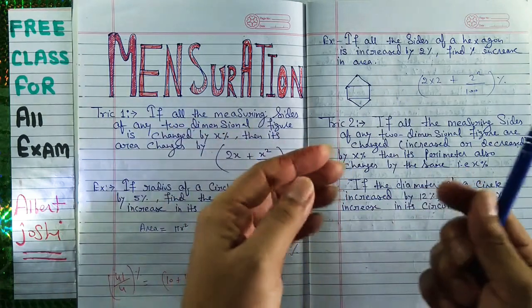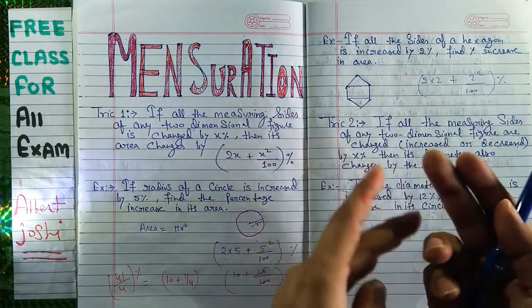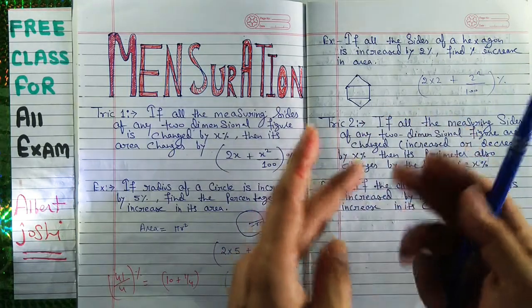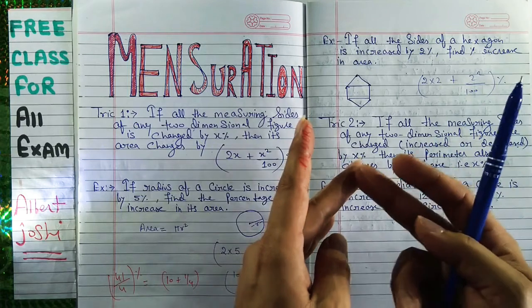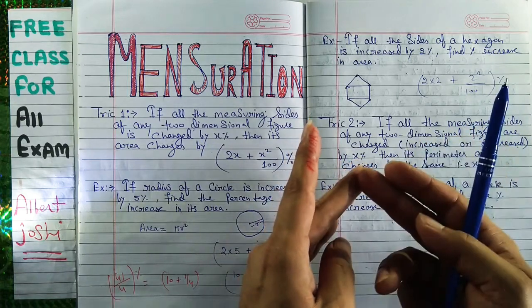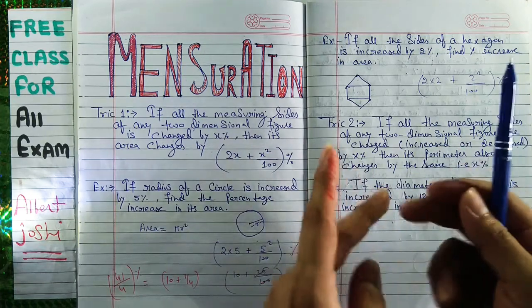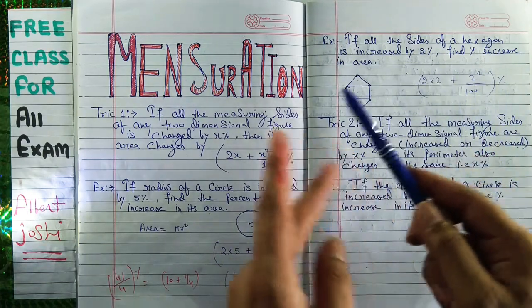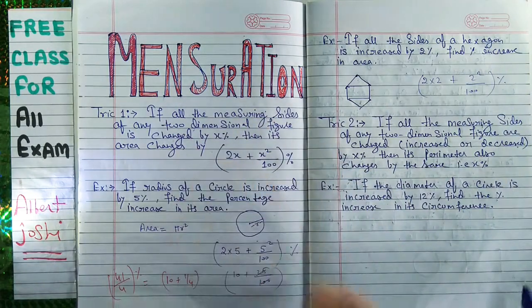Now the second trick, and this trick will work for all polygons. Even if you have a trapezium, any two-dimensional figure, the square, the rectangle, the circle, the hexagon, heptagon, pentagon, all types of polygon, you can use it.